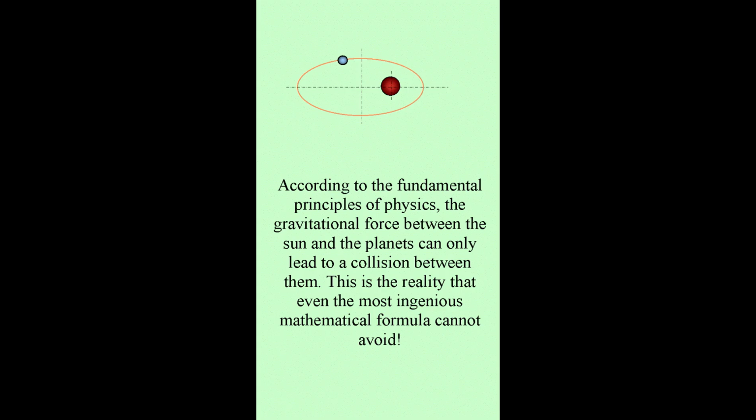According to the fundamental principles of physics, the gravitational force between the Sun and the planets can only lead to a collision between them. This is the reality that even the most ingenious mathematical formula cannot avoid.